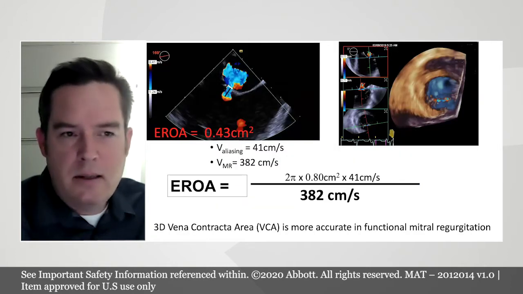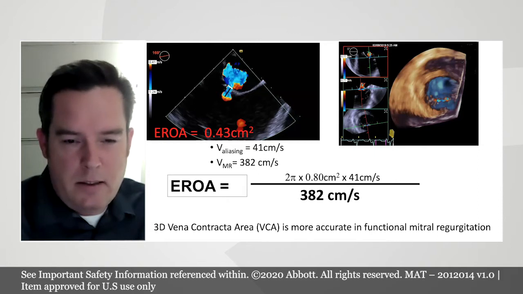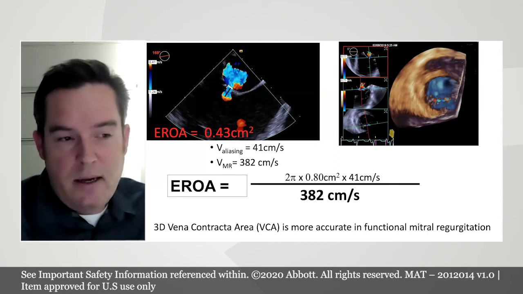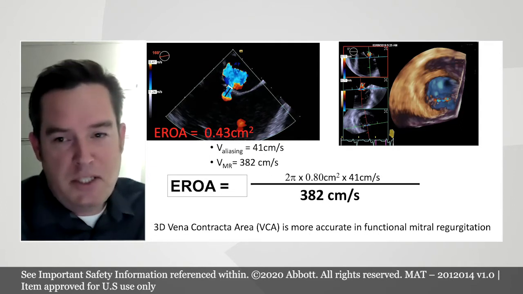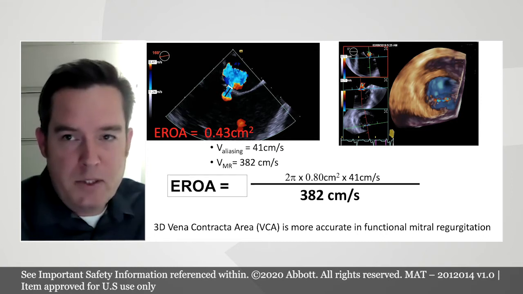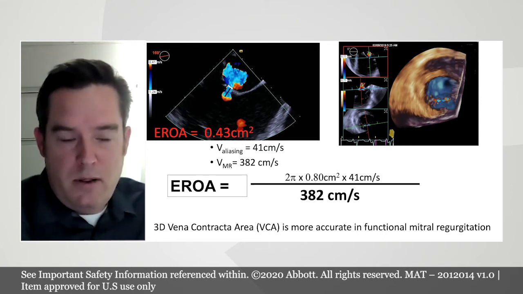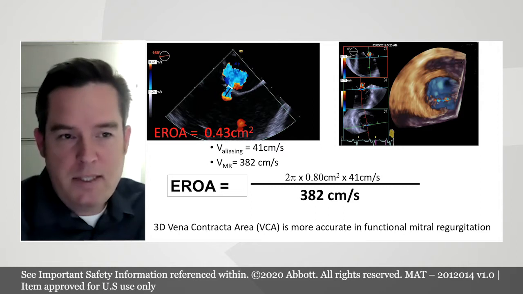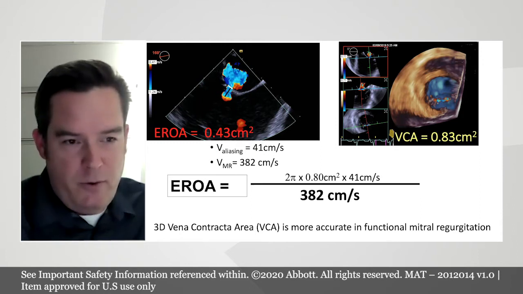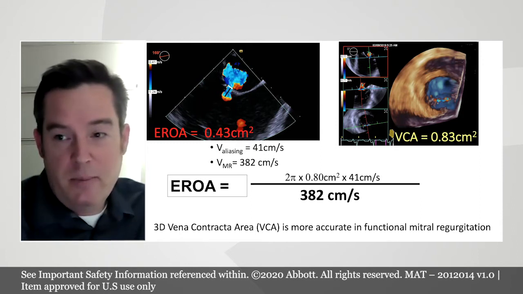Now, something that I think all of us are probably going to be talking about is the use of vena contracta area, and when we talk about that round orifice for the regurgitant orifice of a patient with degenerative disease versus more of that elliptical orifice in patients with more secondary or functional MR. What we see, this is the exact same patient, and for regurgitant orifice area, we're getting 0.4. For vena contracta area, we're getting 0.8.